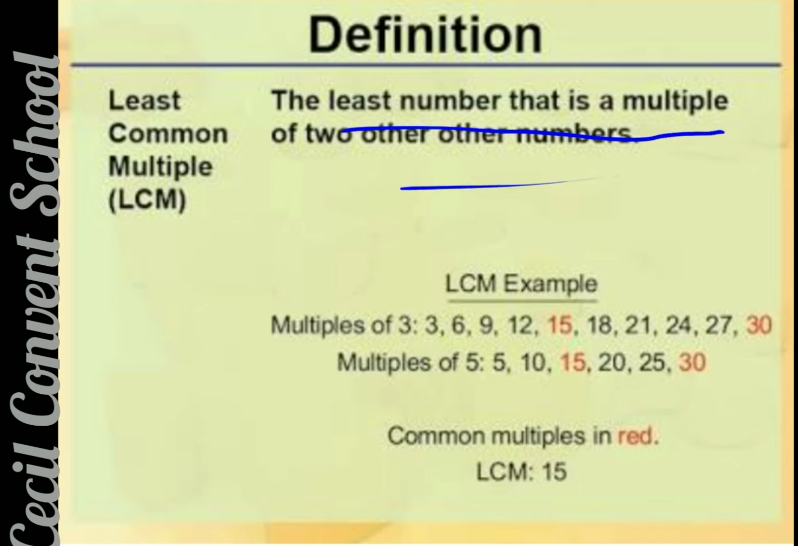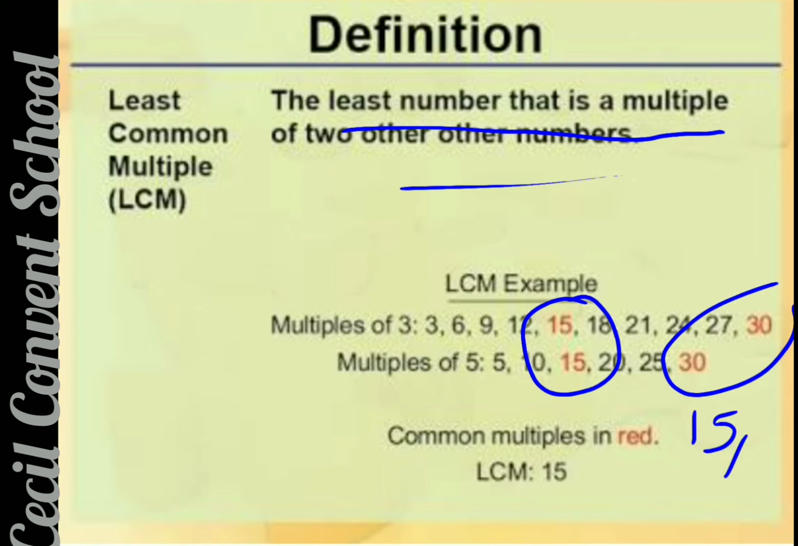See here 15. Why so? Because 15 is present in 3 table also and 5 table also, and the second number which is present in 3 and 5 table, think 30. It is present in 3 table also and 5 table also. So it means that common multiples are 15 and 30. Now from 15 and 30, which is the smallest multiple? 15. So LCM will be 15.